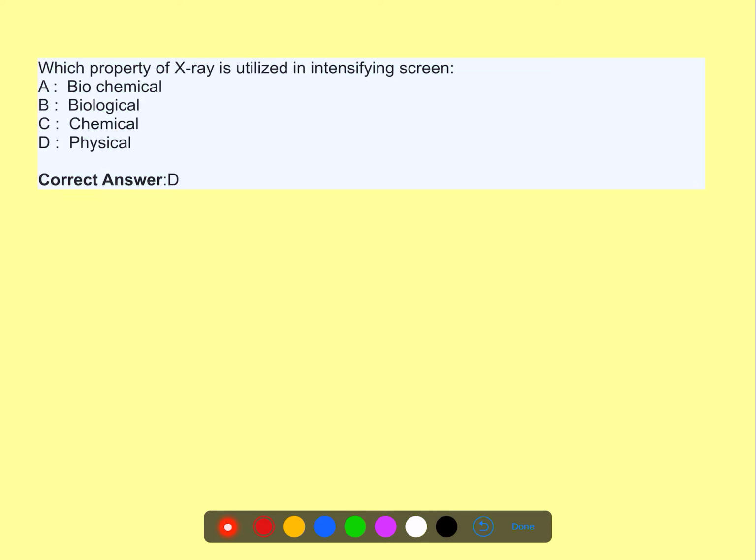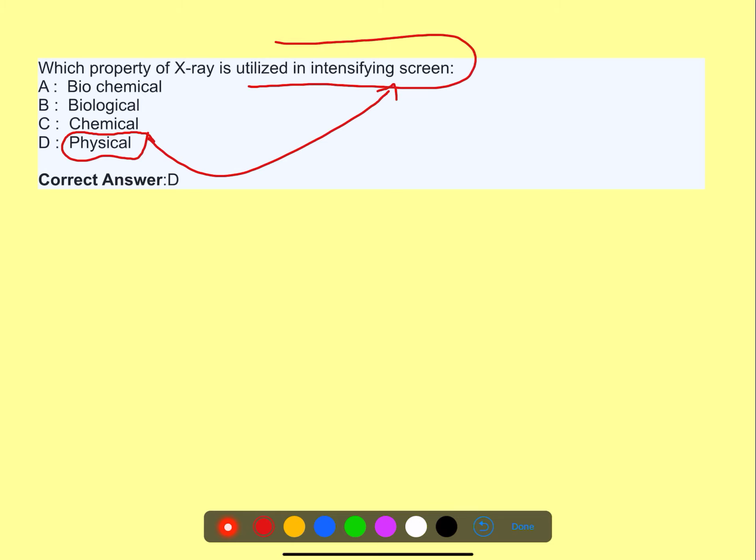Which property of X-ray is utilized in the intensifying screen? Previously I have given a few properties of X-rays. The physical property of X-ray is utilized in the intensifying screen.